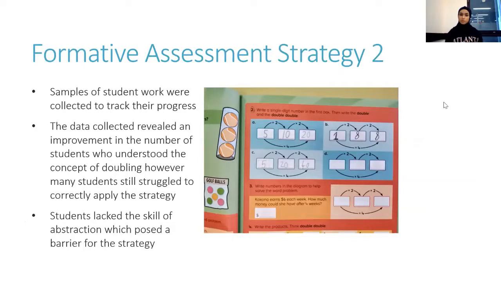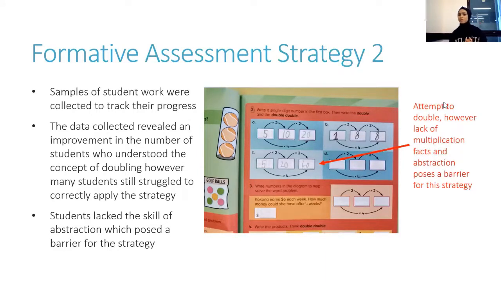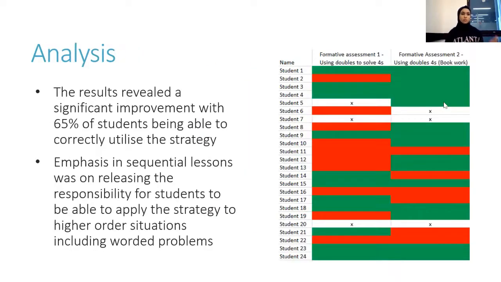The second formative assessment was a sample of student work. So to the right, you can see one student who attempted to use the doubling strategy. However, the lack of multiplication facts and abstraction really posed a barrier for the strategy to work effectively for the student. So 65% of students were able to use the strategy successfully. However, there were still a handful of students who were not. So I really emphasized the use of manipulatives and visual strategies for students to be able to apply that to higher order situations, including worded problems.